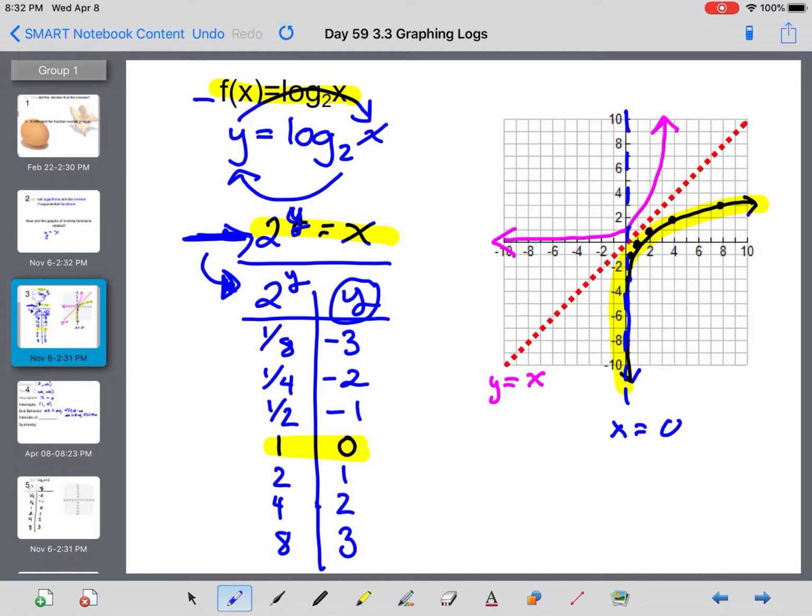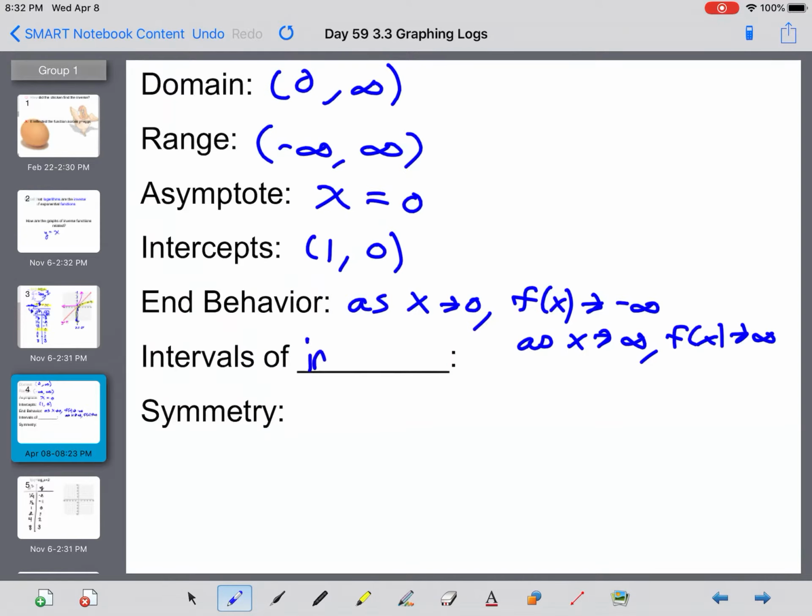As far as intervals of increase or decrease or constant go, if this was a little bug on my graph, as it's walking along left to right, my y values are increasing. So we are working with intervals of increase, and it is over the domain of the function from 0 to infinity. And then there is no symmetry.